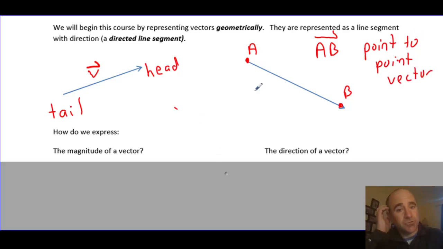Okay, so two ways to name a vector: a point-to-point vector, AB, or just calling a vector by a single lowercase letter like v or u or a or b. And you can go back and forth between the two different notations if you want.